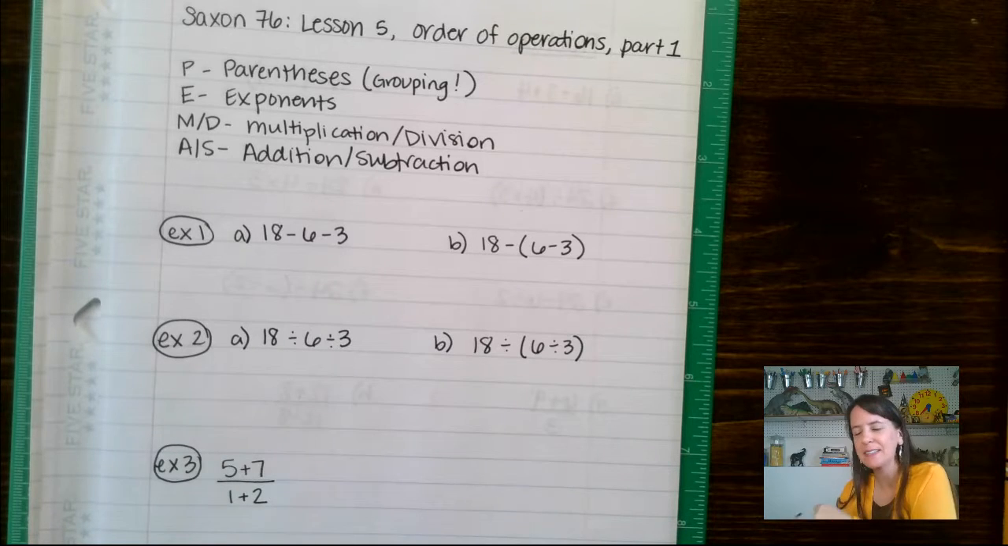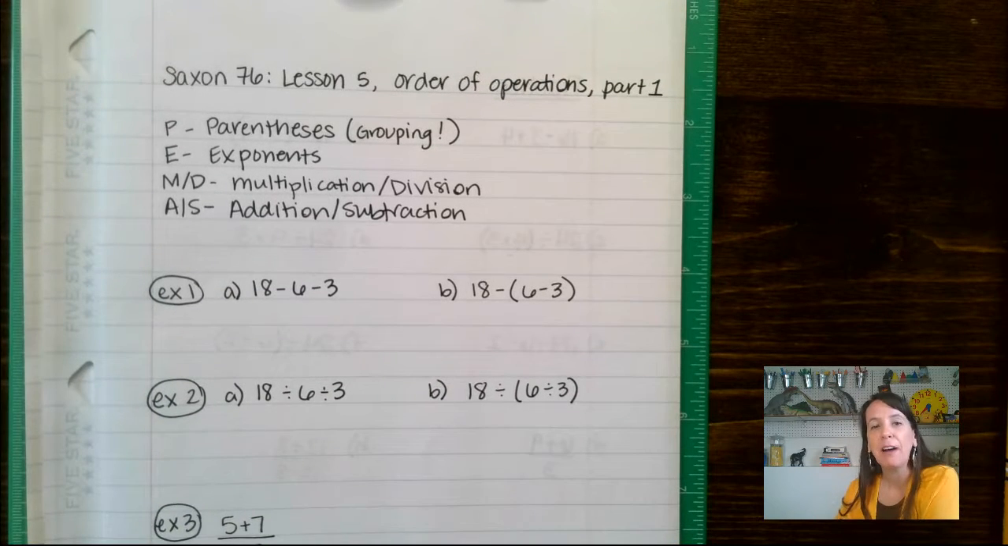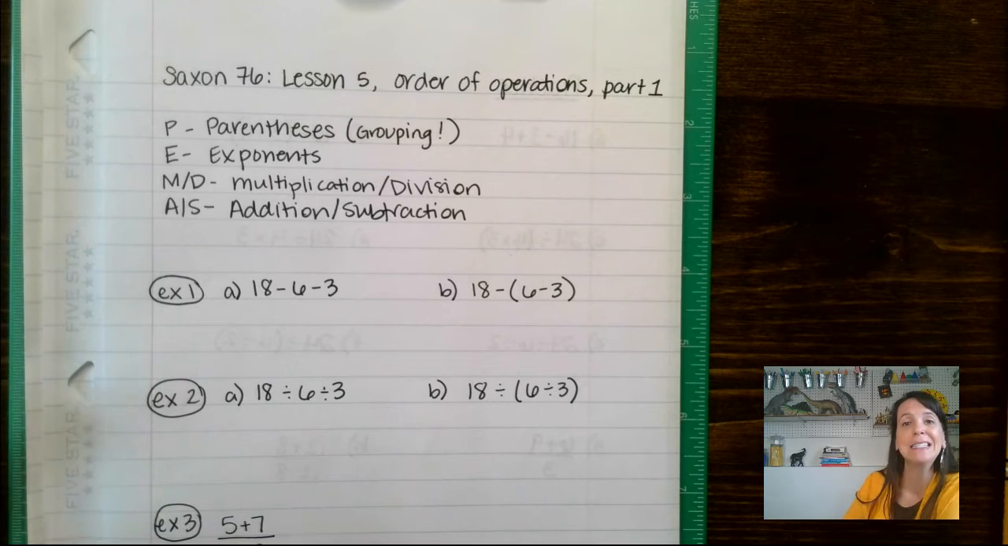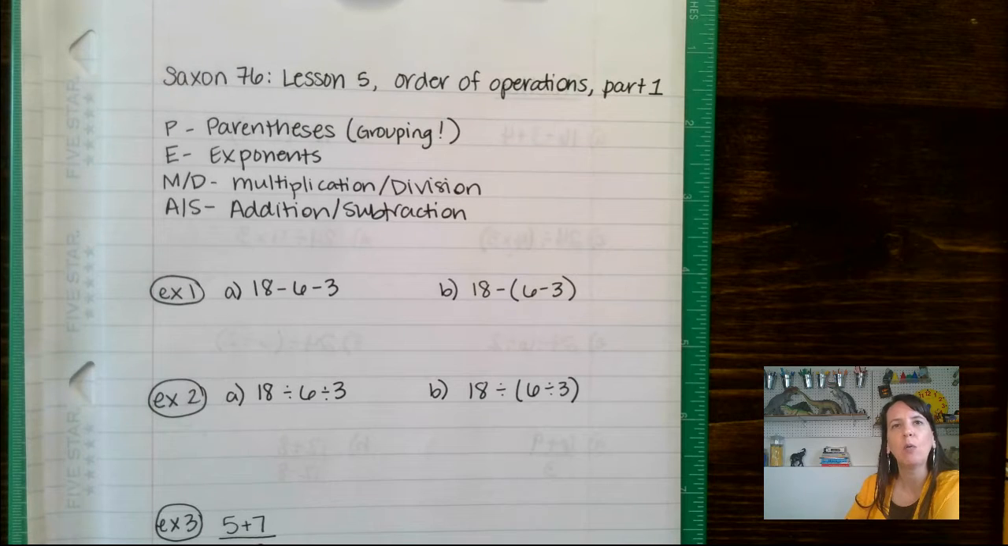Hi friends, welcome back. Today we're going to be talking about Lesson 5, Order of Operations, Part 1. You may have heard of this in the past, but we'll talk about how this applies. It's called PEMDAS, or Please Excuse My Dear Aunt Sally. This is a mnemonic device, meaning a way to remember certain things that you want to remember.